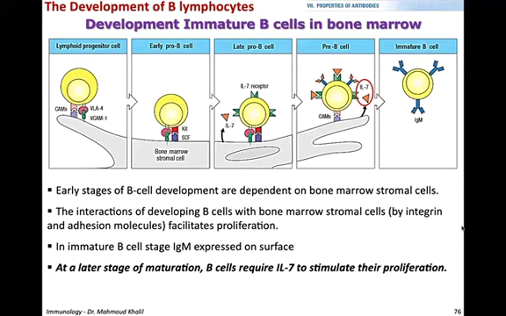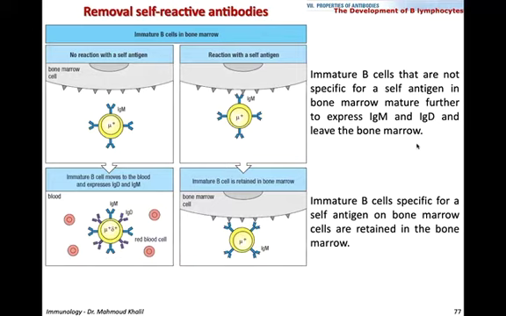So you can see that, as we said, at a later stage of stimulation, B cells require interleukin 7 to stimulate their proliferation. But keep in mind, at this stage it is still immature, and it needs to be selected towards non-self recognition.